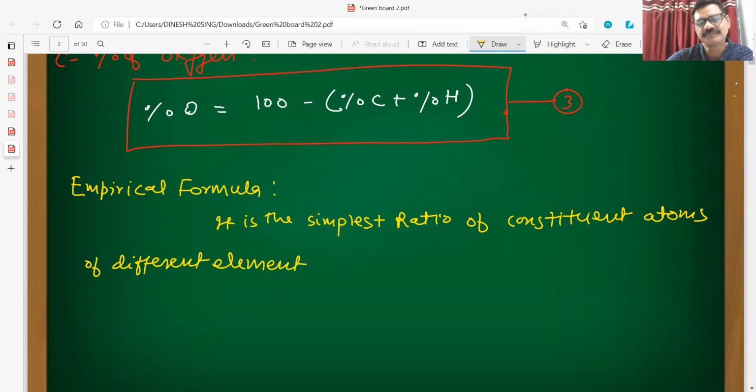Elements present in a compound. So this is called the empirical formula.